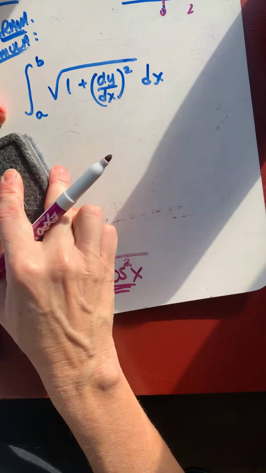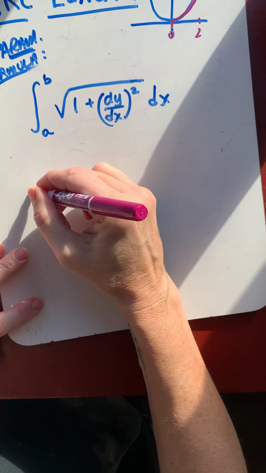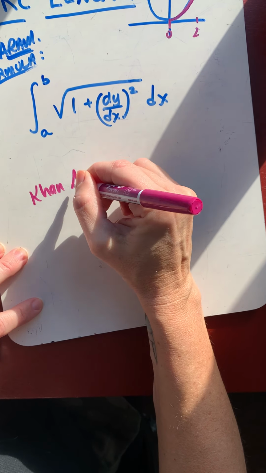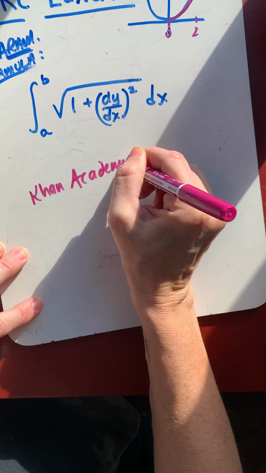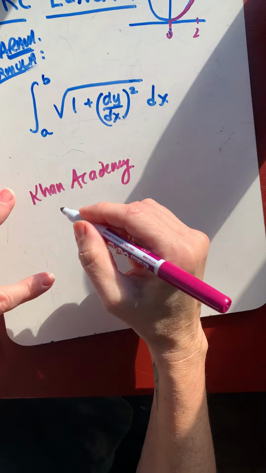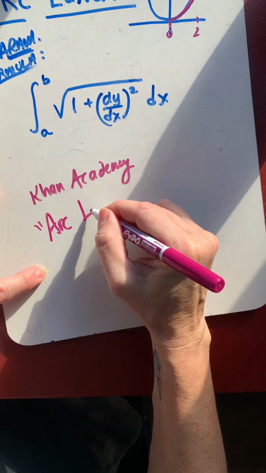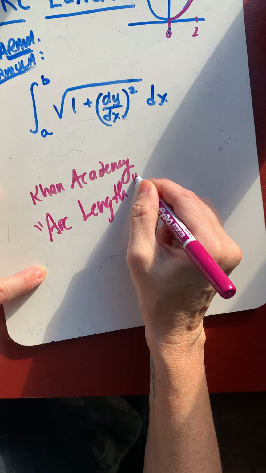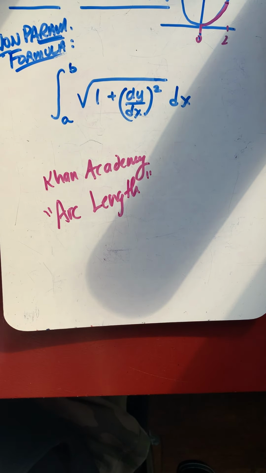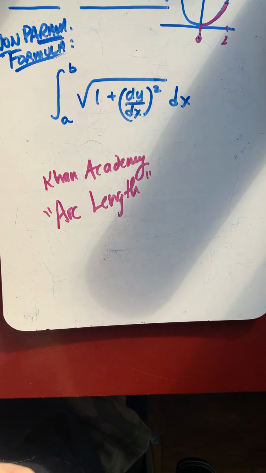Okay, so your assignment for today is to go do a Khan Academy. It should be assigned. It should be easy, and it's called arc length. And that's it. And I will give you points, and then we will all be happy.